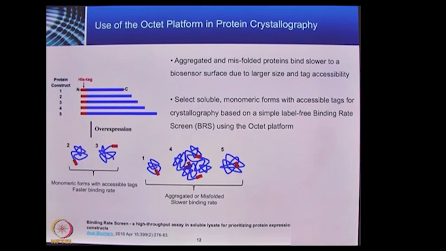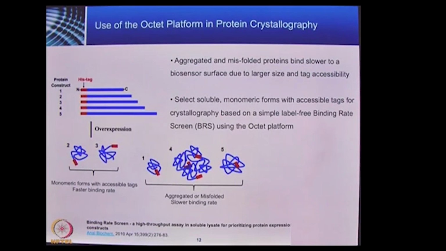Firstly, if the protein is folded correctly, the tag will be exposed on the surface, which allows it to bind to the biosensor. On the other hand, if the protein is not folded correctly, the tag will be buried inside the protein complex, and as a result, the misfolded protein are not able to bind to the biosensor with anti-His antibody coated on it. Also, the misfolded protein tends to form aggregates.